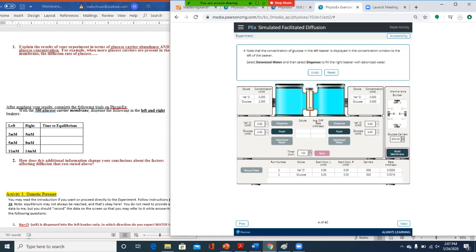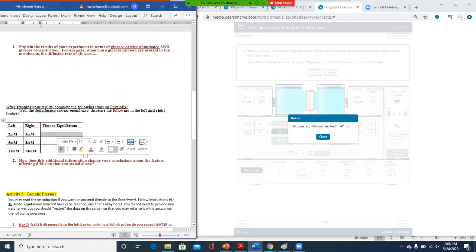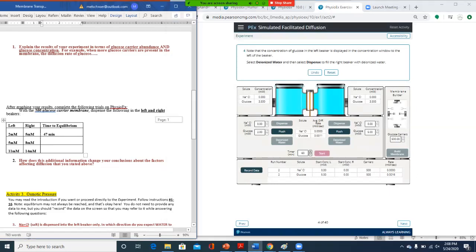Once you have done that, you can then restate your conclusions. It's okay if the conclusions that you got up here aren't exactly correct, because the goal for this particular experiment is to clear up this situation. And so here, glucose equilibrium reached at 47 minutes. Once again, you can just type this in. Okay, so that is activity number 2.